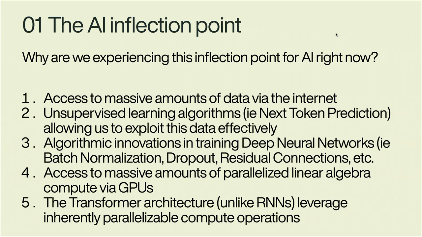Some other algorithmic innovations in training these deep neural networks. Some things called batch normalization and dropout, residual connections, et cetera. These are things that you put inside your network. It has historically been difficult to train neural networks as they get bigger and deeper. You start having problems with the numbers inside the network, either collapsing to zero or exploding to really big numbers, and it messes up the training. And so these algorithmic innovations have made it possible for us to train really, really large networks, whereas before we couldn't get very far with it.